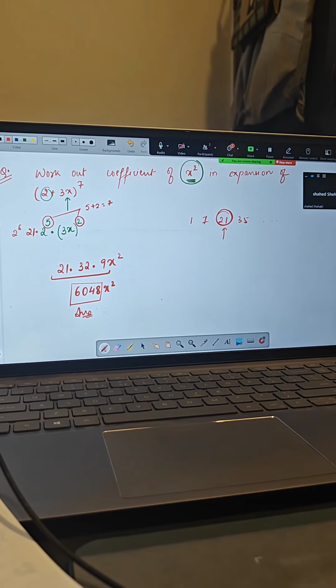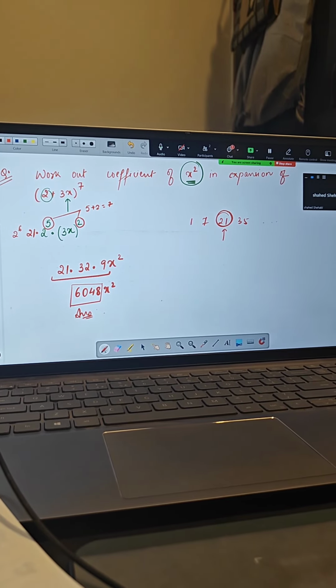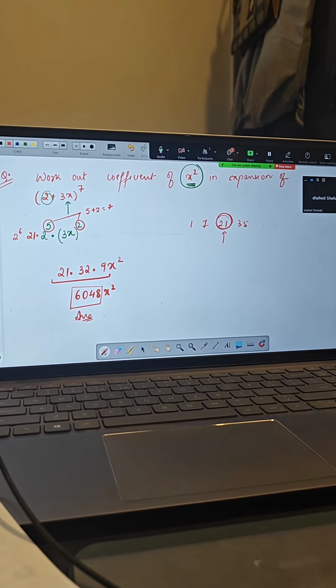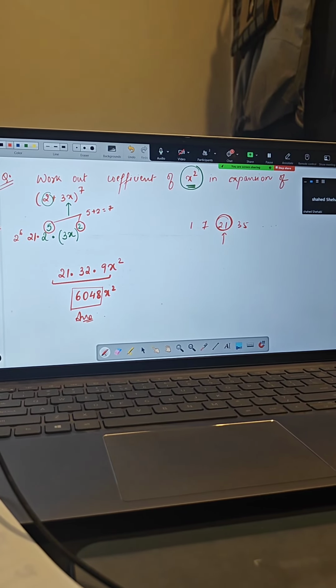So you just need to figure out what power they are asking. Once you know that, figure out what will be the power of the other term, okay? And then the third thing is to figure out which position it is in order to know which number you need to pick up from that Pascal's triangle. That's it. Pretty simple, right?